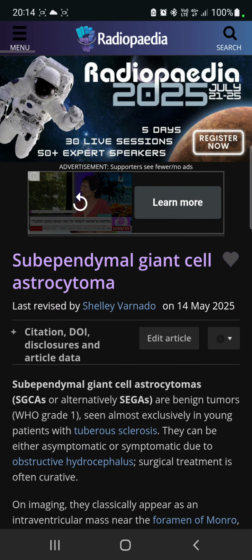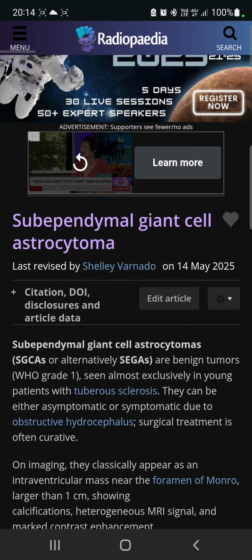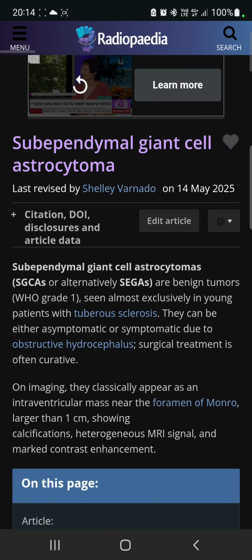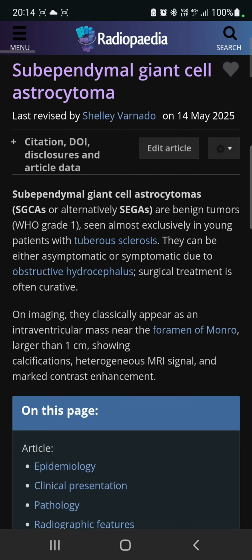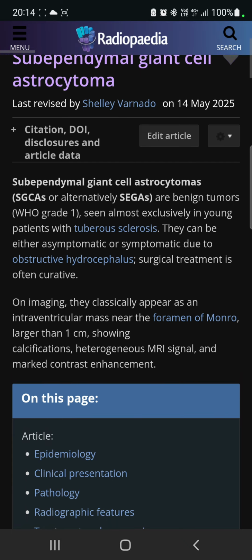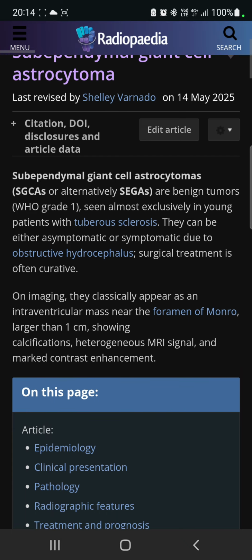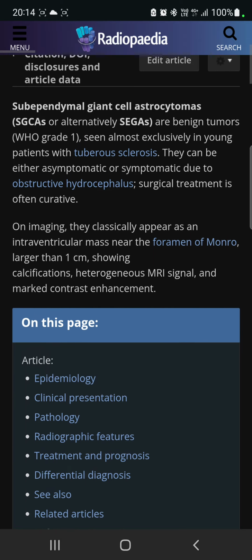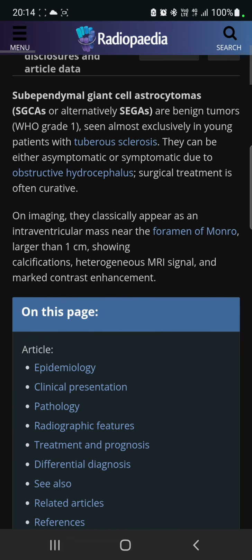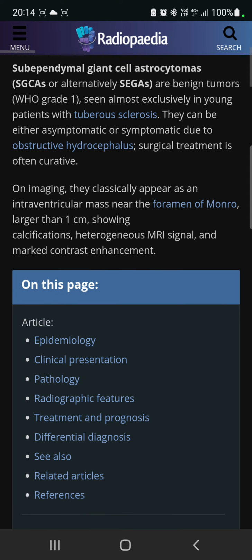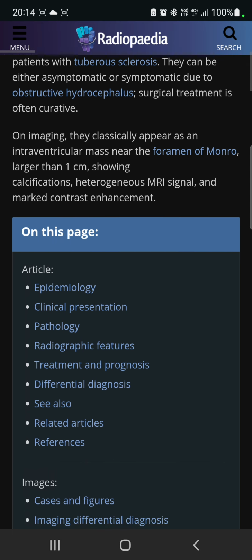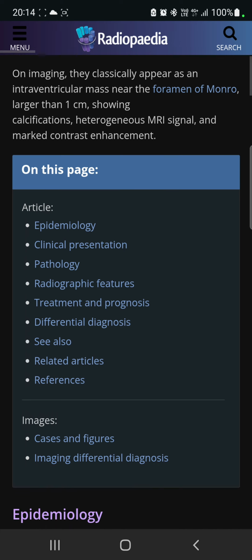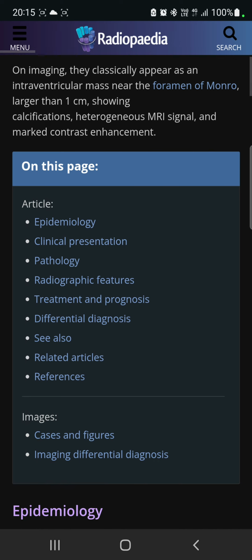Okay, so let's talk about subependymal giant cell astrocytoma, which is a variant of astrocytoma. It's a benign lesion, WHO grade 1, as you can see right over here, and it is very connected to tuberous sclerosis complex. You can see that it's seen almost exclusively in young patients with tuberous sclerosis. It may be symptomatic or asymptomatic. The symptomatic can be due to obstructive hydrocephalus, and usually we're talking about surgical resection.